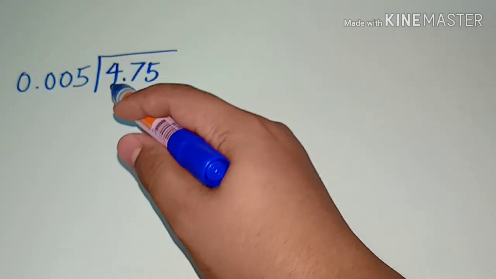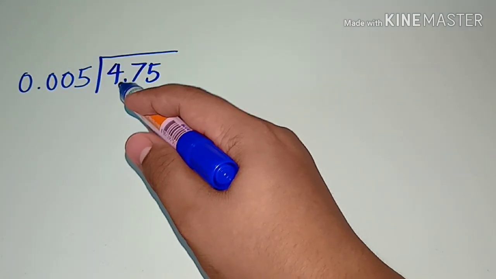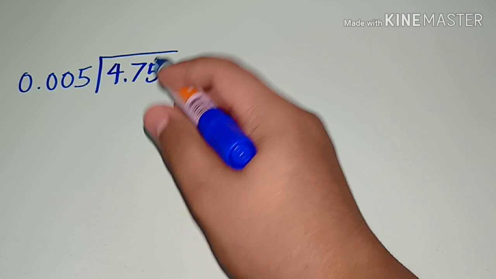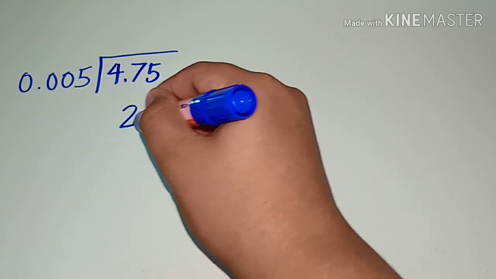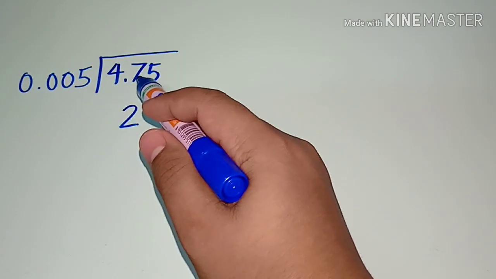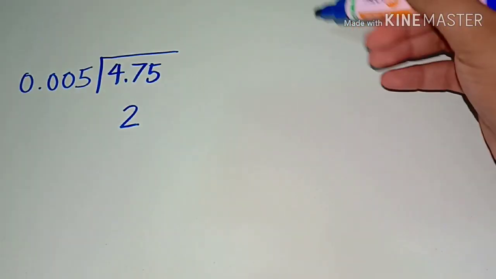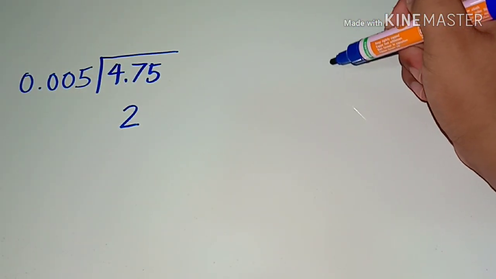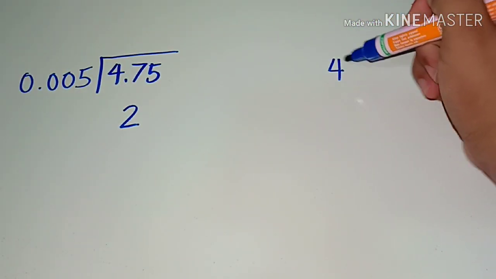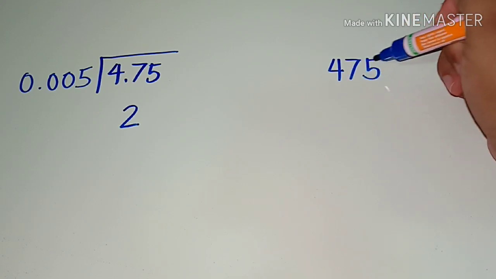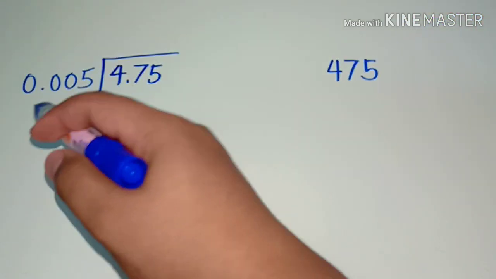So we have to transform this one into a whole number by moving 2 places to the right. So I will put here 2, that means I move the point 2 places to the right. And what will happen to 4.75? It will become 475.